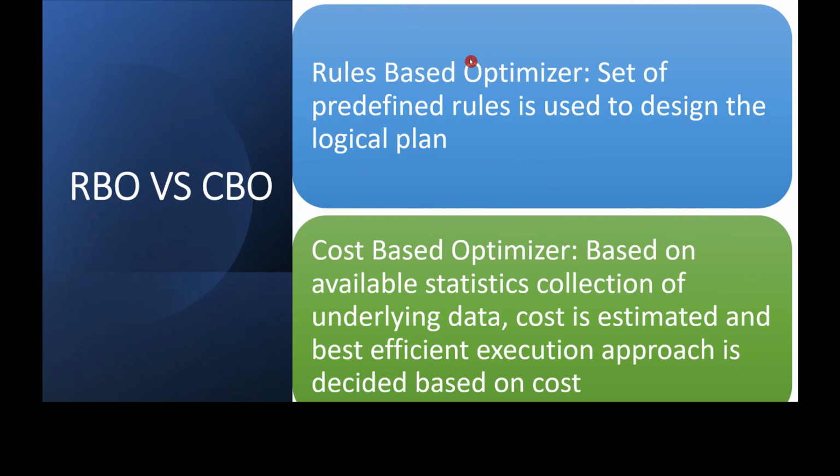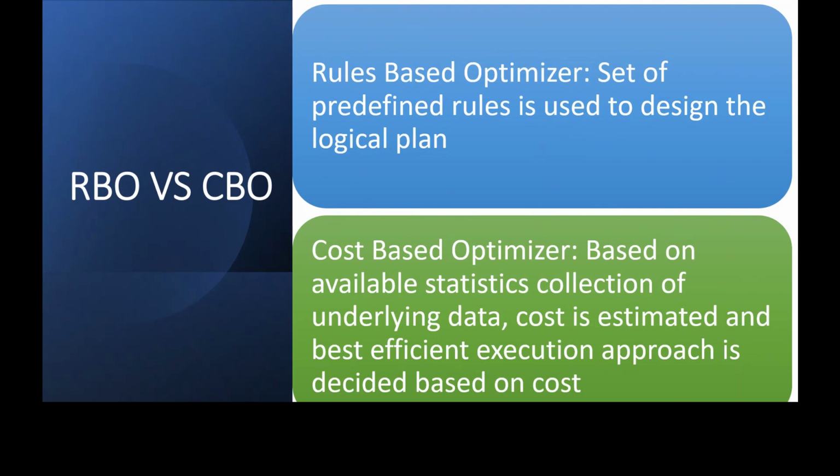Based on the current situation, the optimizer should look for the best plan. That is the reason the cost-based optimizer got introduced. The cost-based optimizer will not just blindly follow the predefined rules, but it will look at the current use case. It will refer to some data that is called statistics.